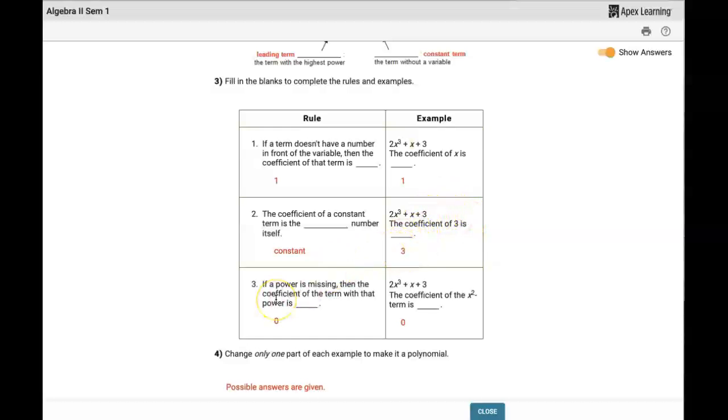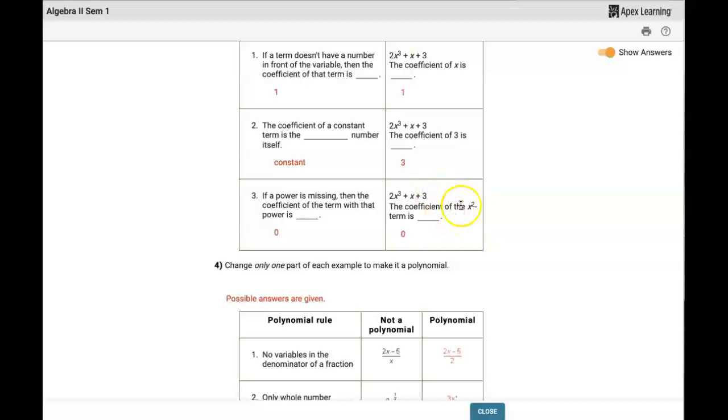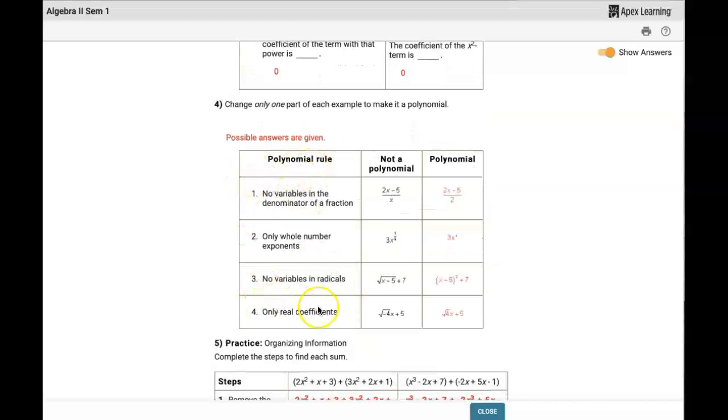And that brings us to rule 3. If a power is missing, then the coefficient of that power is 0. So technically here, there is no x squared term, right? So that would mean that is 0x squared. Okay, so then these were the 4 rules that we talked about here.